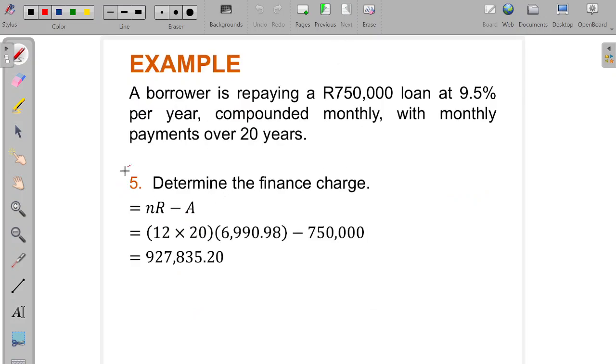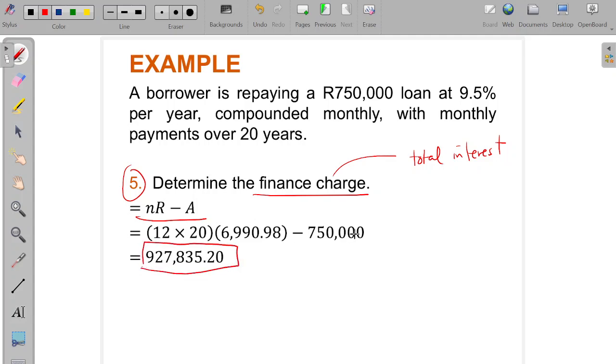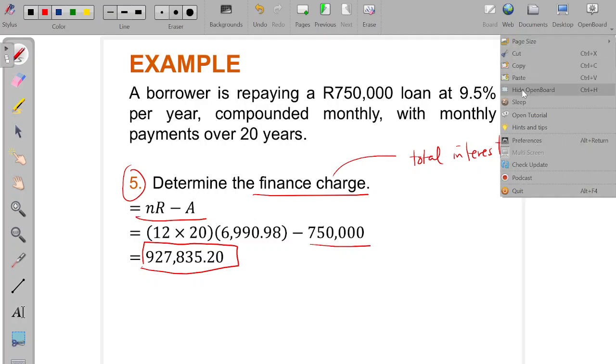All right, the last one: we want to determine the finance charge. I did mention that the finance charge is the same thing as the total interest. We use the formula and we get this. You see, the interest is even more than the money that was borrowed. That is the interest we are going to be paying to the bank for lending us that money. Please ensure you know how to use the various formulas.